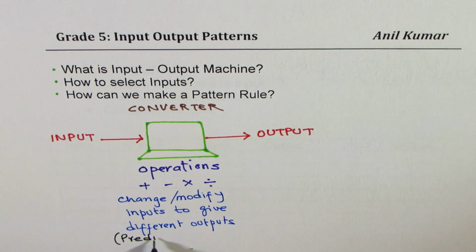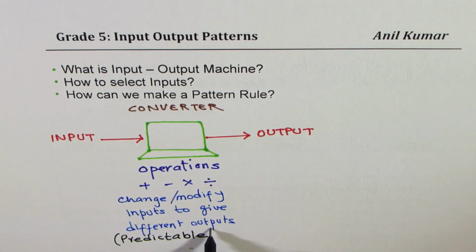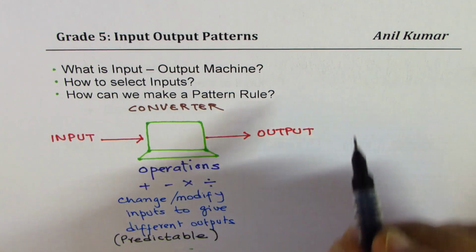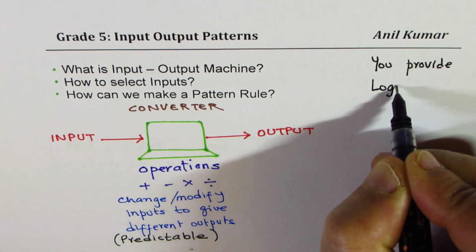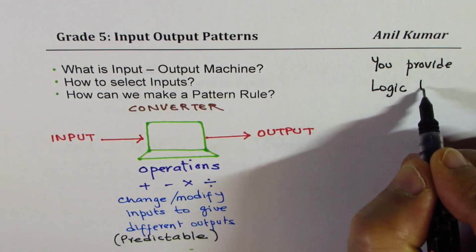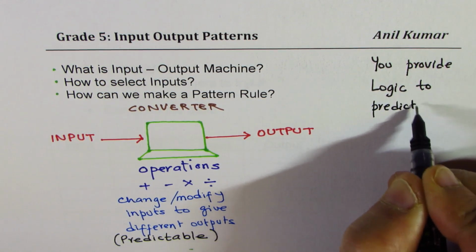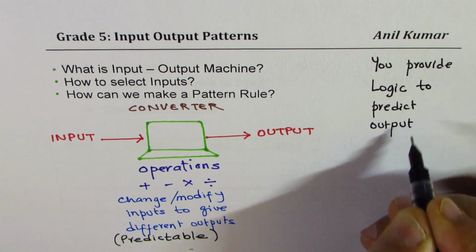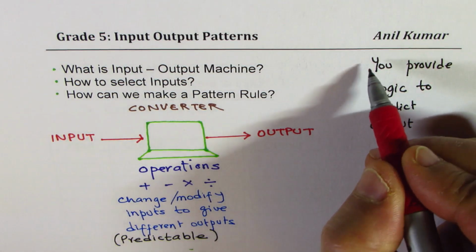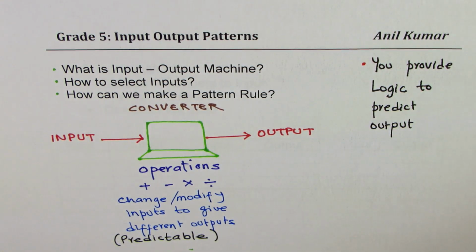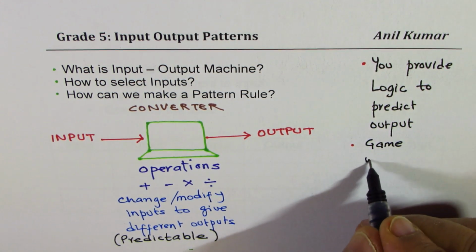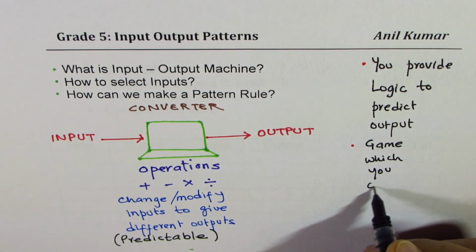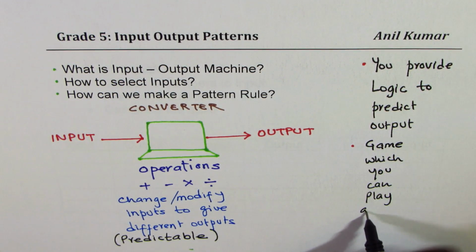So let me write the word predictable. How do we predict it? Well, it is your machine, right? So you provide logic to predict output. Correct? Now, logic could be simple or it could be complicated. You could go as far as you want. So that leads to a very interesting game, right? So this could be like a game you can play with friends, all summer.